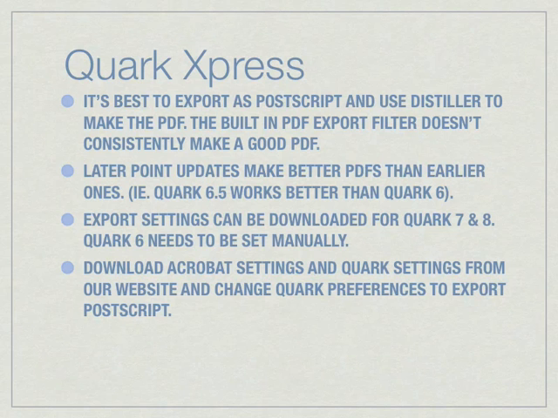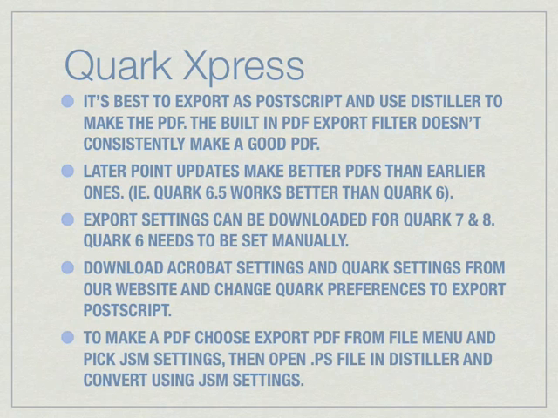And then go into Quark and change the Quark preferences to export PostScript instead of generating a PDF. And then to make a PDF, you go into the File menu and choose Export PDF and pick the J.S. McCarthy settings. That'll generate a PostScript file instead of a PDF. Then you open that PS file in Distiller and convert that using the JSM settings. Let's go ahead and take a look at a demo of that.